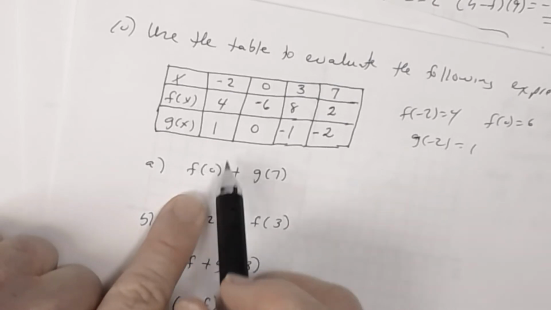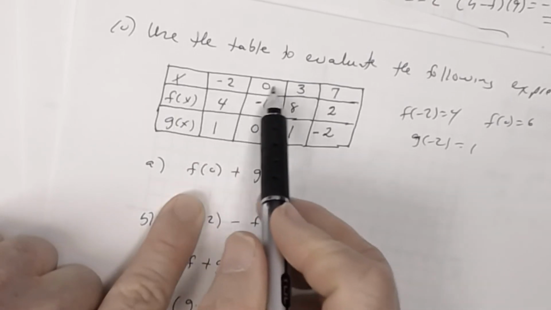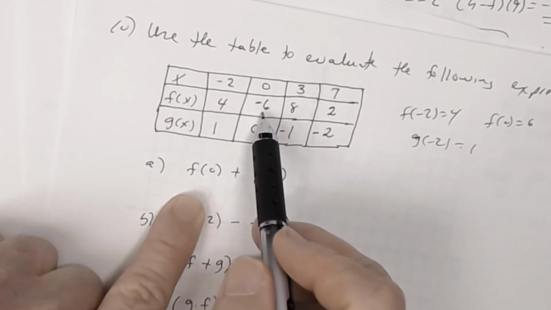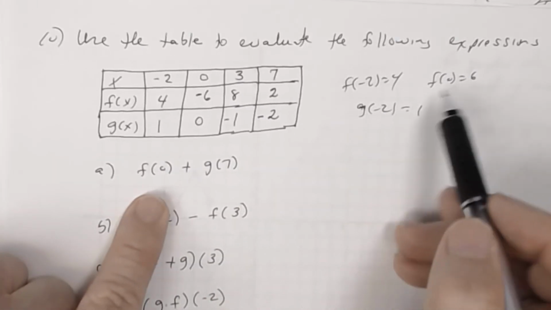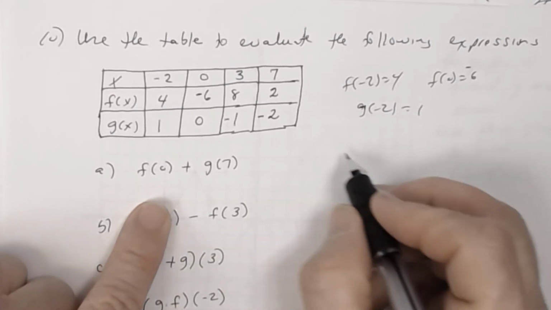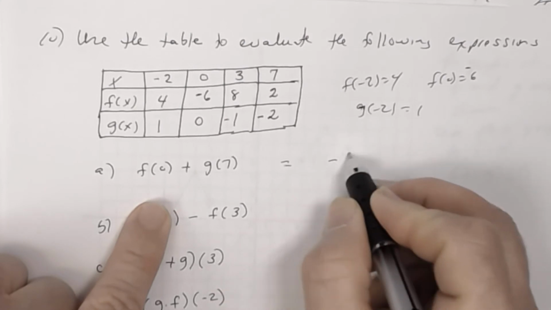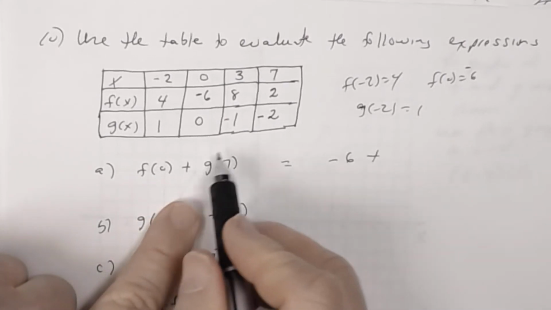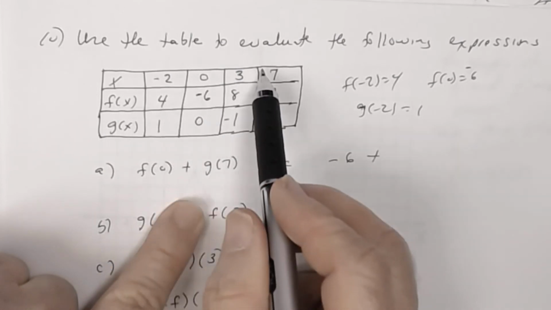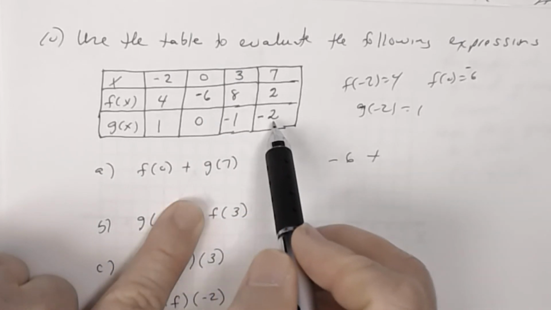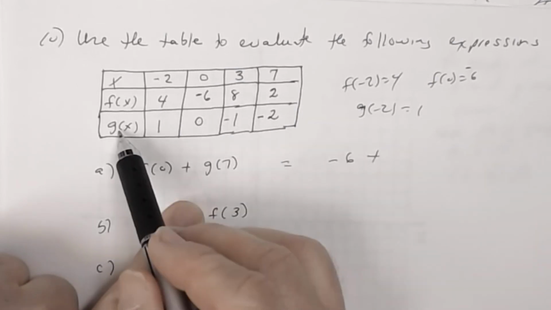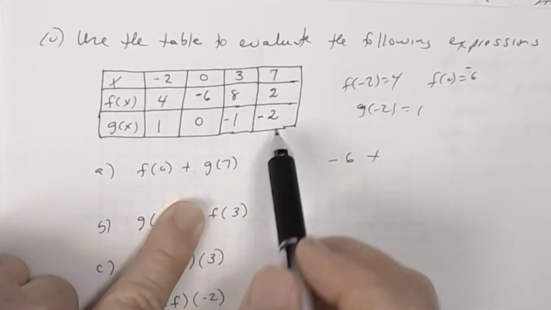What is f of 0? When x is 0, what's my y value for f? Negative 6. Y'all agree? So that's going to equal negative 6 plus, now we're going to find g of 7. I have to go to g now. g of 7 is what? Negative 2. When x is 7, what's my y value for g? g of 7 is negative 2.